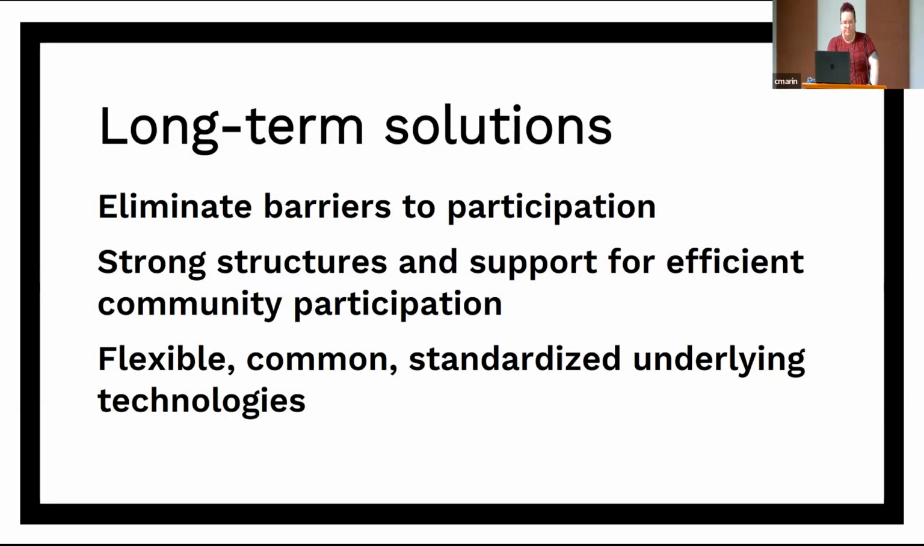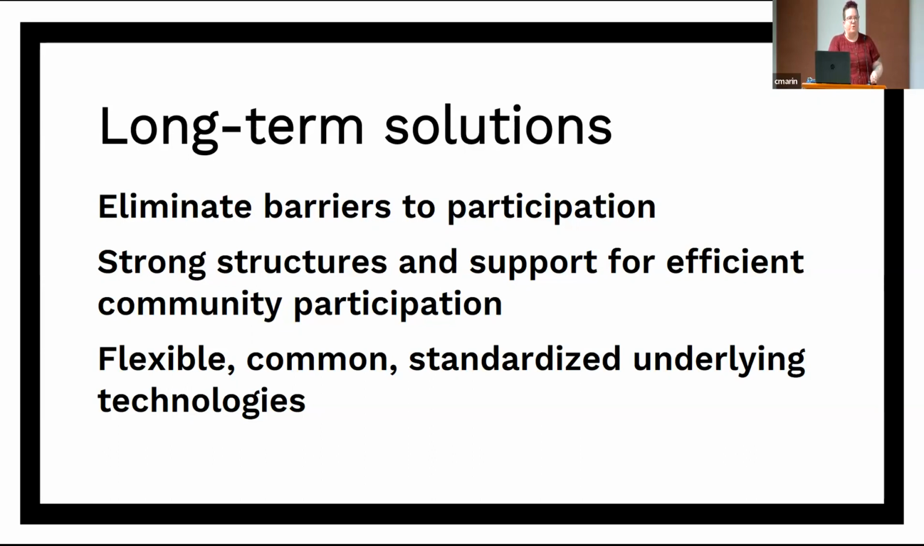Long-term solutions we're working on. Since I started, I'm the first community manager for Samvera, and I started in October of 2020. I've worked really hard to eliminate every barrier to participation in the community. So making things as easy as possible, both technically and contributing to our working groups. We've got a strong structure, support for community participation. And it's very important that we're always looking to make sure that our underlying technologies are flexible, that they're using industry standard code and things that are expected.